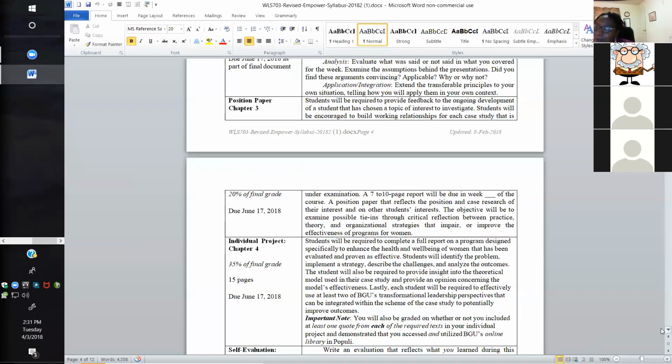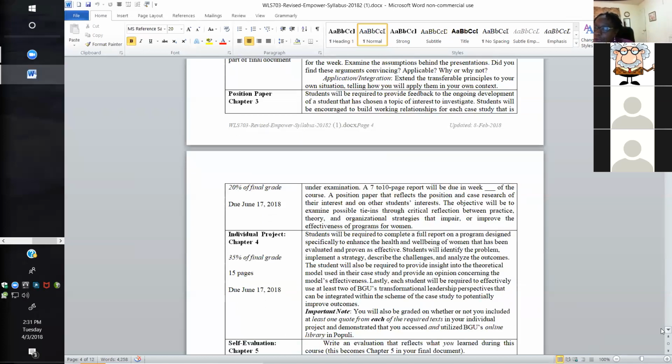Yes. Think so. Okay. The student will also be required to provide insight into the theoretical model used in the program. I will be guiding you some more on that in terms of the theory that underlies the program. That's important. Lastly, each student will be required to effectively use at least one or two of BGU's transformational leadership perspectives and show how that could be integrated in that program, or how it was or how it wasn't, or if you were implementing that program in your context, how you would do it.